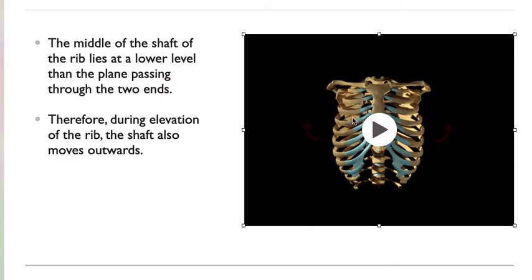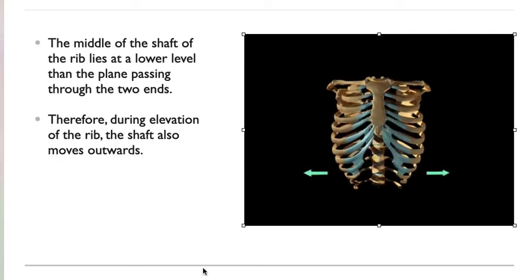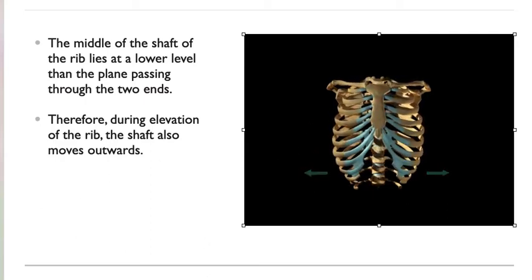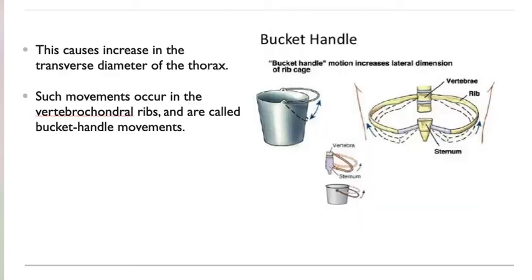Also, you can see that the middle of the shaft of the rib lies at a lower level than the plane passing through the ends. Therefore, during elevation of the rib, the shaft also moves outward. You can see the shaft is also moving outwards, right? So this outward movement is increasing the transverse diameter of the thorax, and this basically is occurring at the vertebrochondral ribs, also called the bucket handle movement.